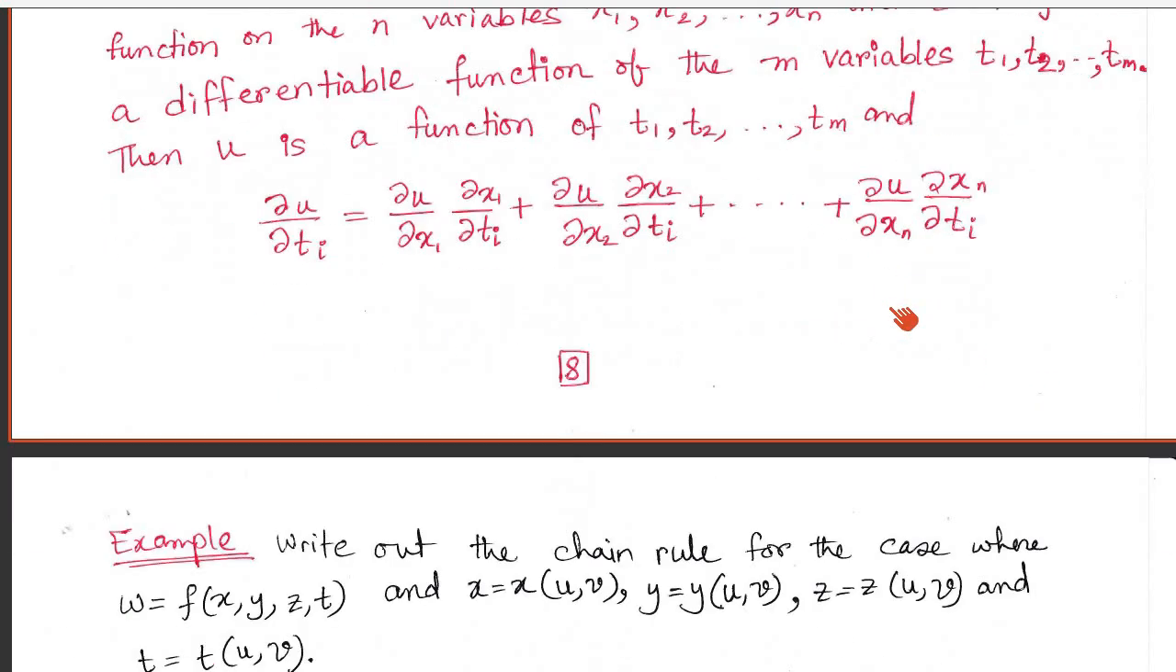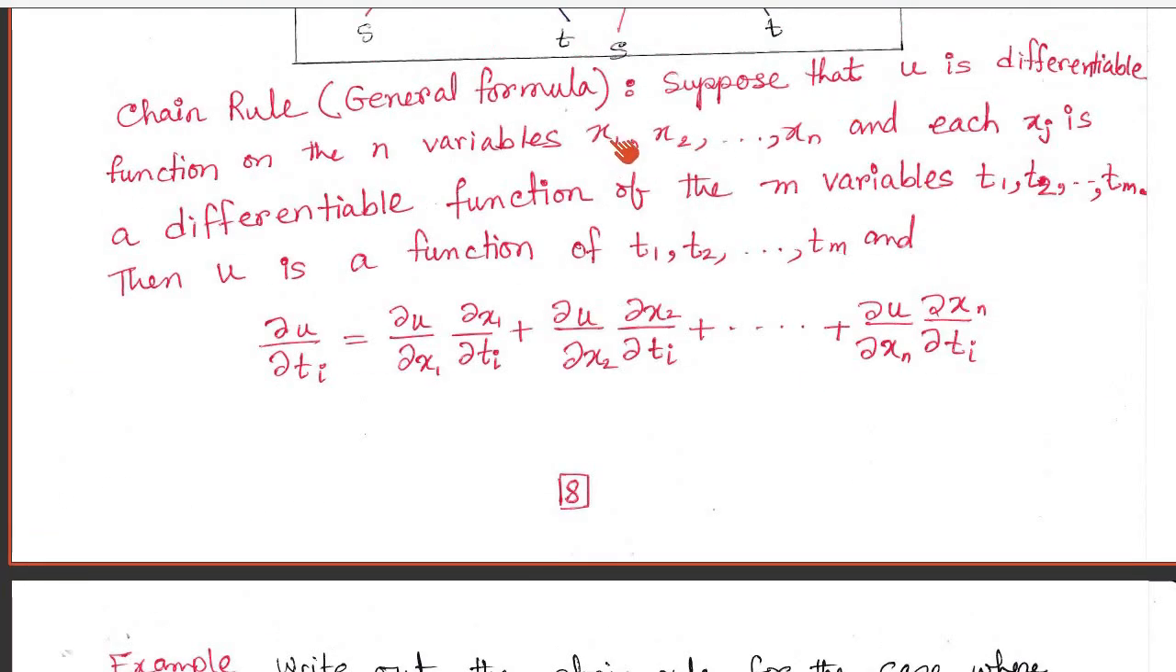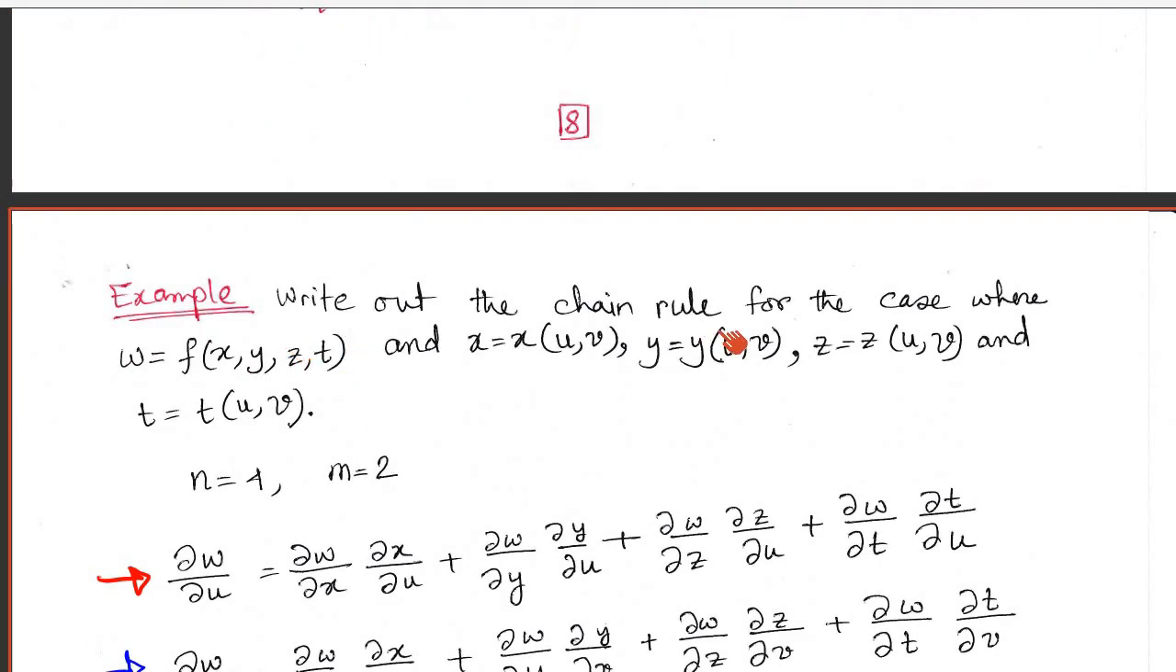Here the values of m and n in our example are 2 and 4. m is equal to 2, n is equal to 4. So n is equal to 4, that means we will have x1, x2, x3, x4. Our m is equal to 2, that means we are going to have t1 and t2. So let's see.